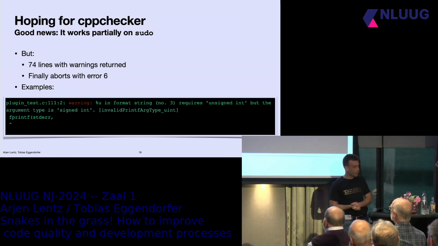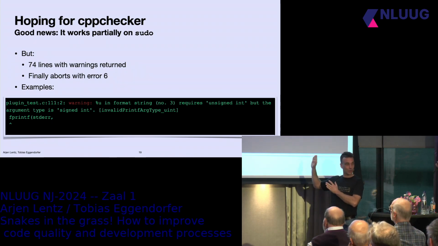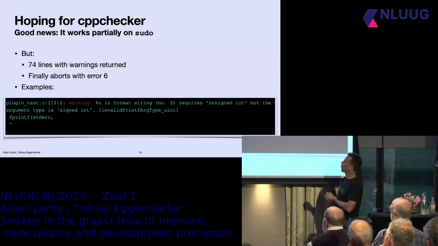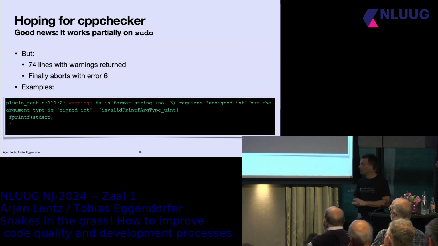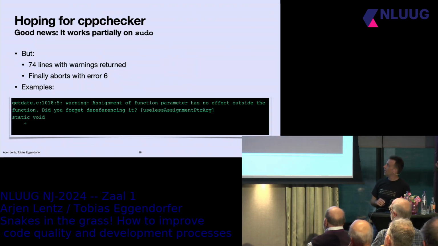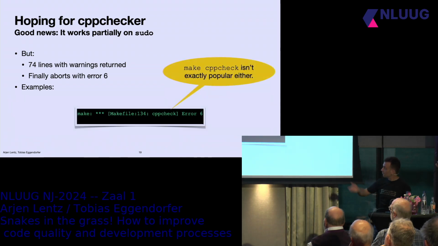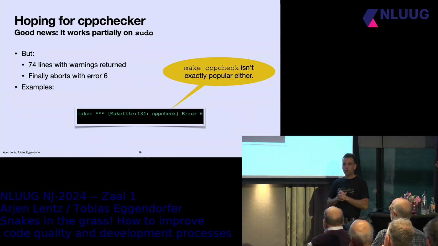So let's go for cppcheck. After finding 74 lines with issues, that was in a clean version again, it wasn't a splint-modified one, it aborts with an error 6, which means we can't use it anymore. And it finds some simple stuff here. Unsigned versus signed. Function parameter has no effect outside the function. Well, yeah, that's reasonable. And then we finally get an error. So I would say cppcheck wasn't heavily used either. To be nice here.